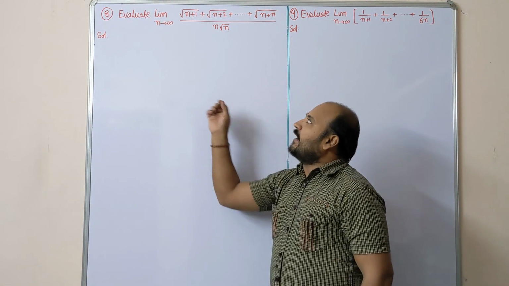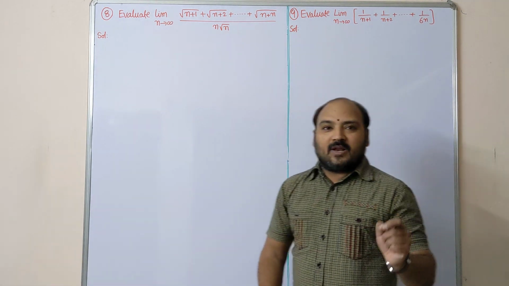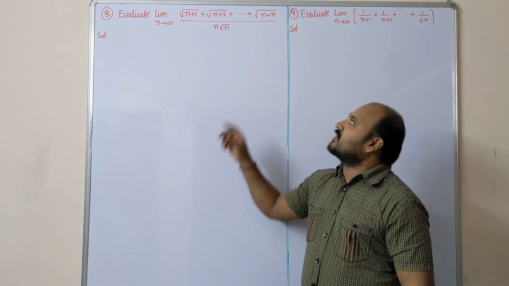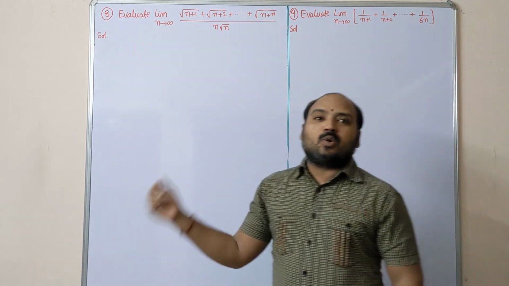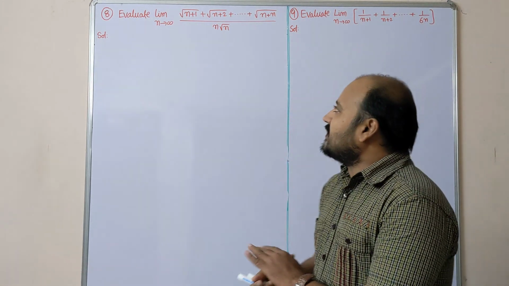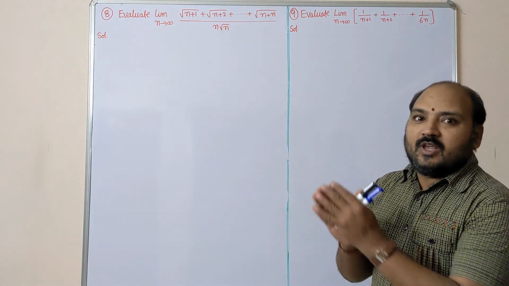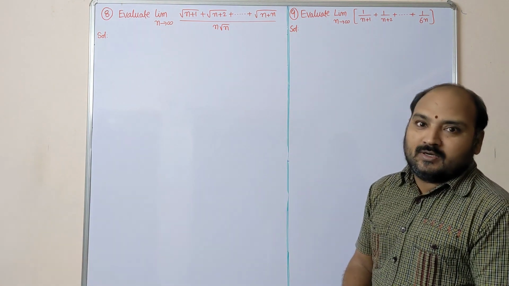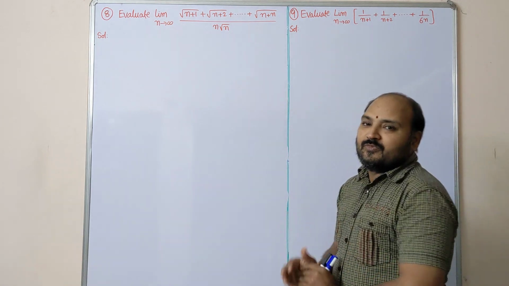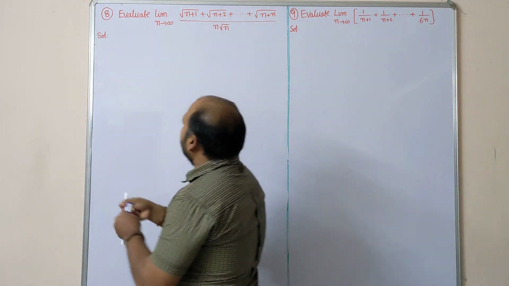Evaluate limit n tends to infinity of (root n plus 1 plus root n plus 2 plus and so on up to root n plus n) divided by n root n. First, the given limit you have to write in the form of limit n tends to infinity 1 by n, and then the other terms. So 1 by n, here n is there, no? That we can write as the given limit.